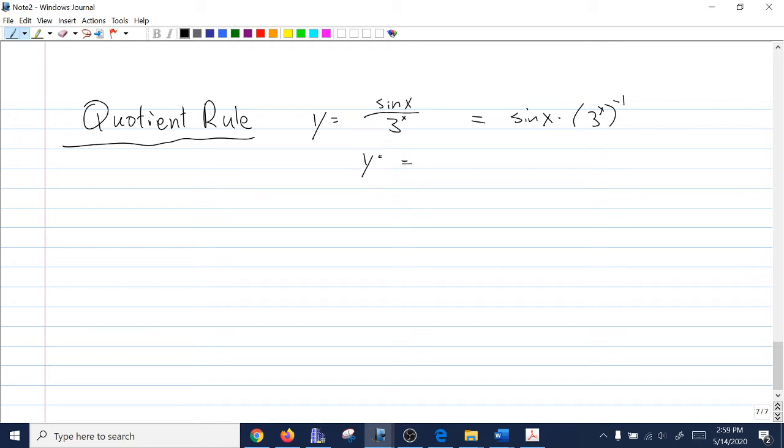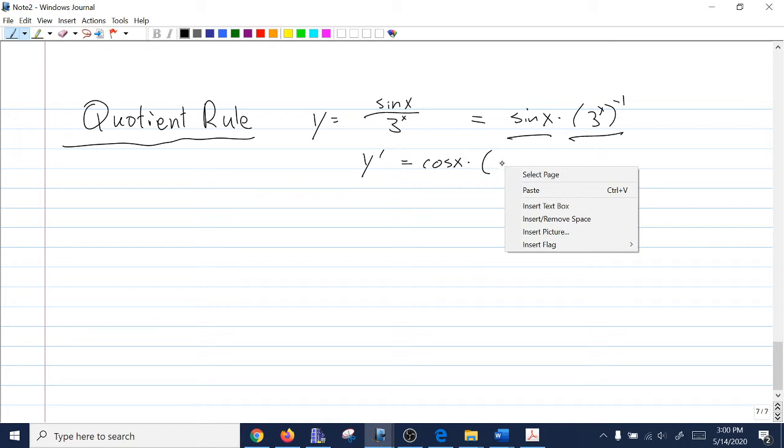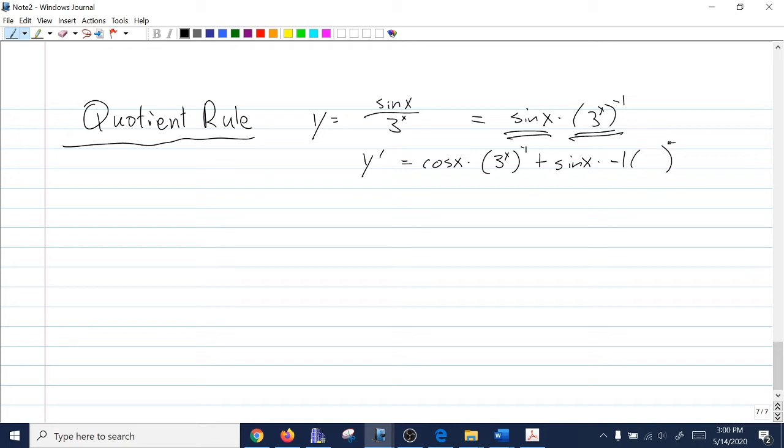The derivative of this would be derivative of the first, cosine x, times, leave the second part alone, 3 to the x to the negative 1, plus leave the first part alone, sine x, times derivative of the second, which is negative 1 stuff to the negative 2, times derivative of the inside, which is ln 3 times 3 to the x.